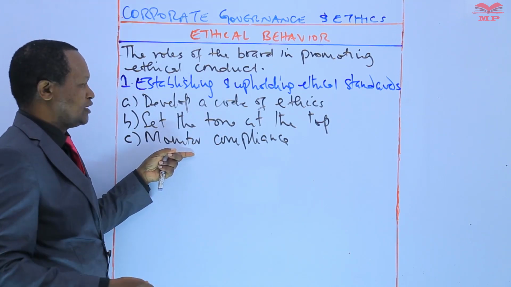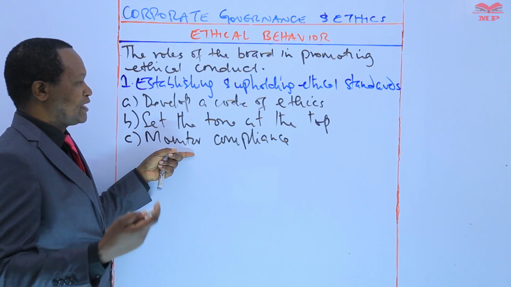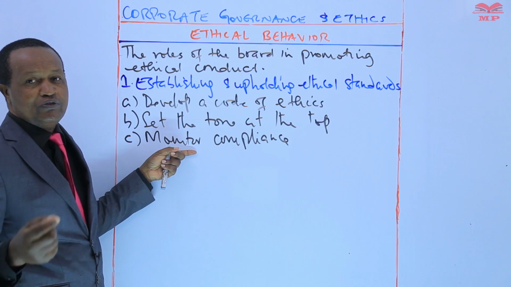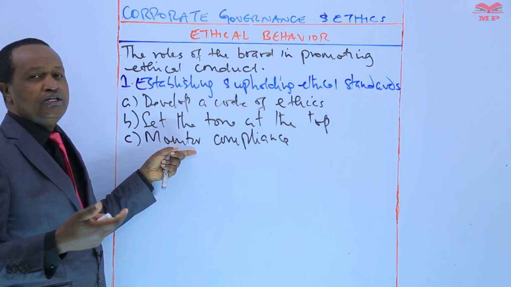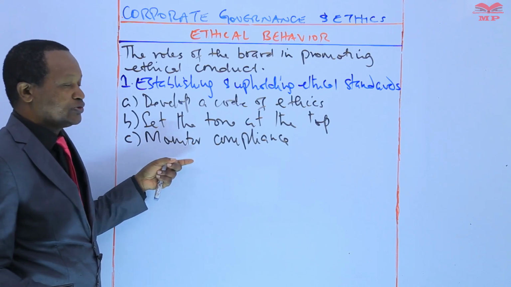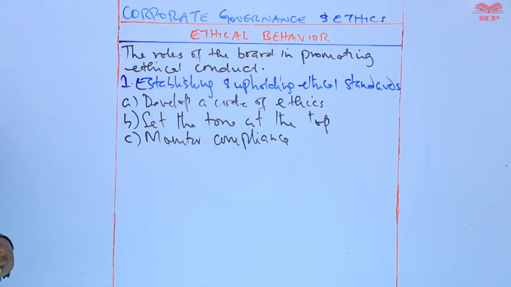There should be regular mechanisms to monitor compliance with the code, and that may involve regular audits, reporting mechanisms, whistleblower protection actions, and so on.